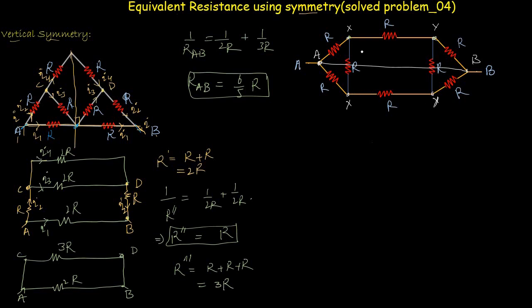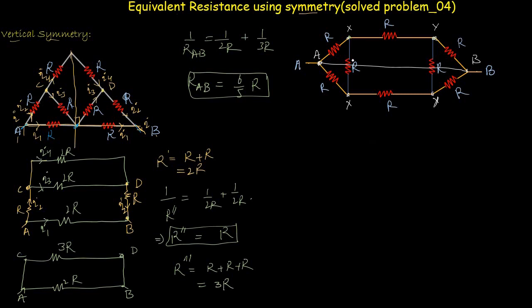So if there exists a horizontal symmetry, then at the symmetrical points the voltage will be the same. So this point is the mirror image of this point, and this point is the mirror image of this point. So we can say that the voltage at this point will be the same as this, and the voltage at this point will be the same as this point.